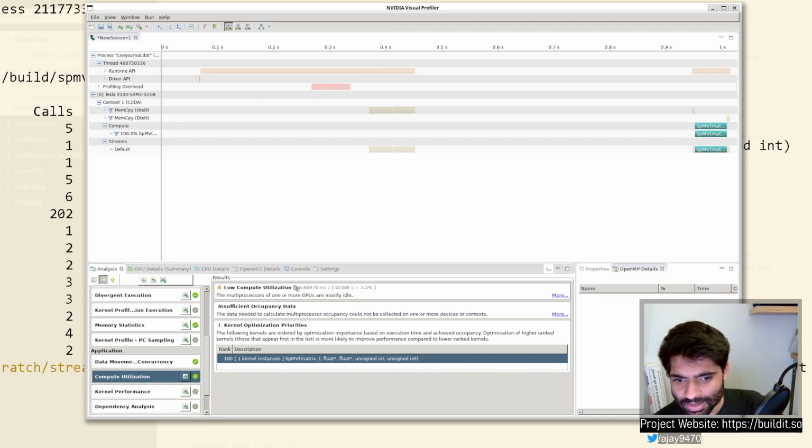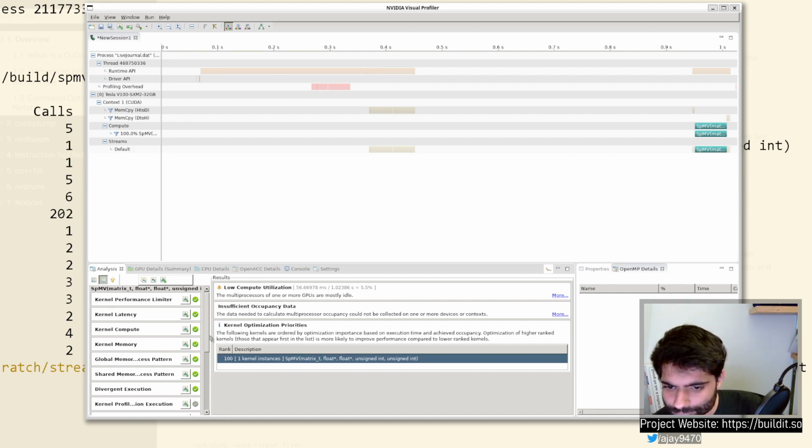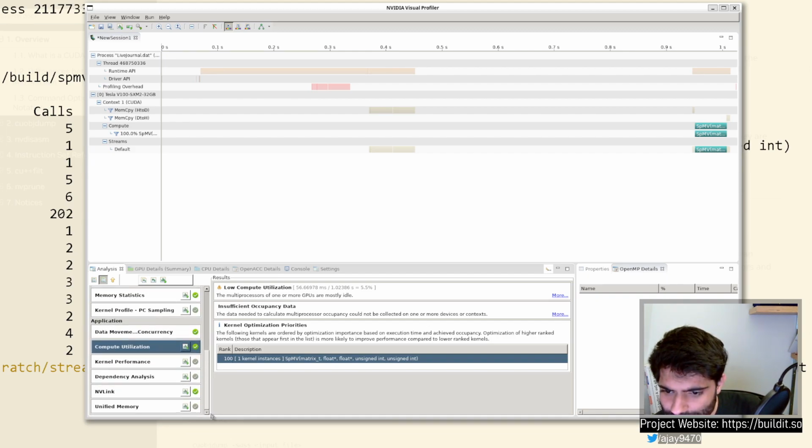Okay, so here it is. Low compute utilization. If I hit more, it basically says that the multiprocessors of one or more GPUs are mostly idle. So we have a utilization of 5.5%, which is bad. Is it specifically for this kernel?